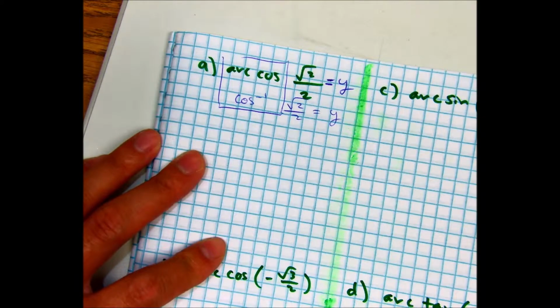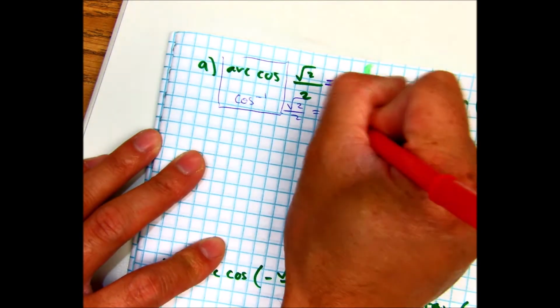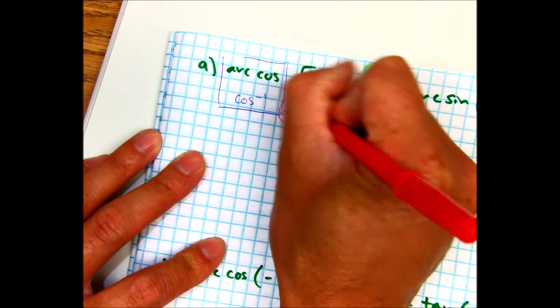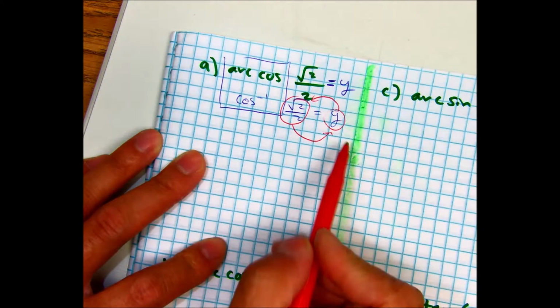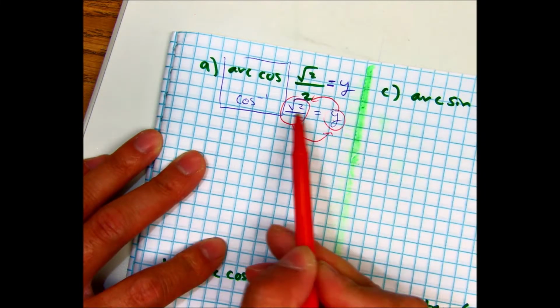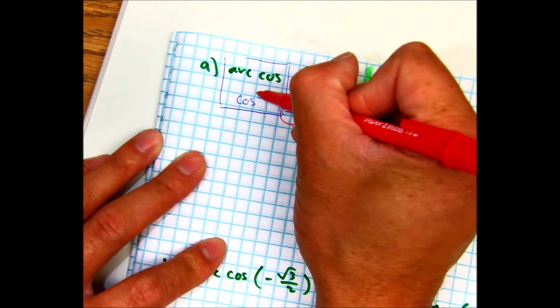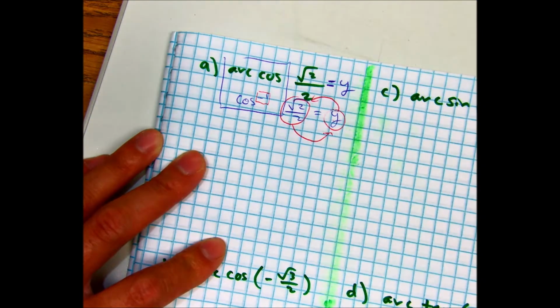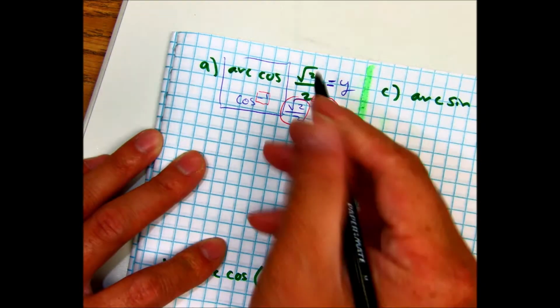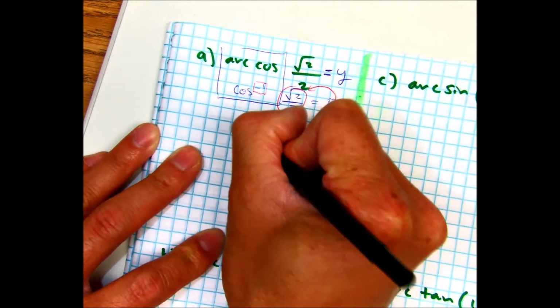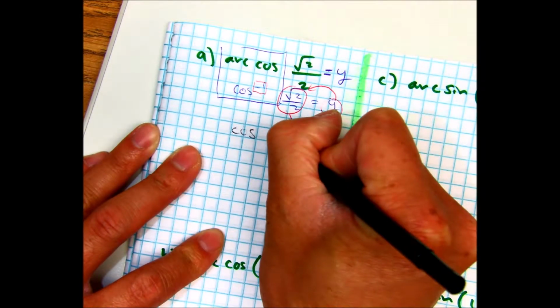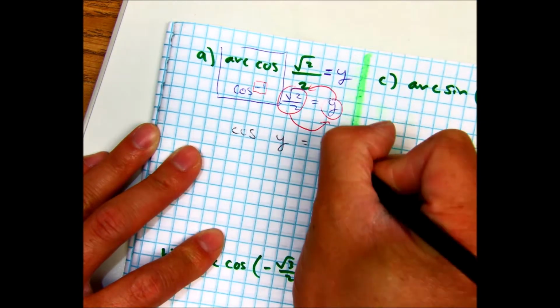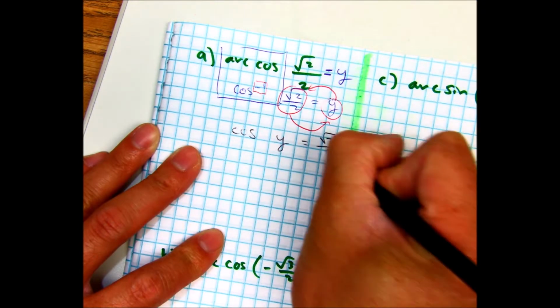What do we do next, class? Let me switch them. See what I'm circling. I'm circling the y value and essentially the x value. And don't forget to take that off on the next line. Class, what should I write next? Cosine of y equals radical 2 over 2.